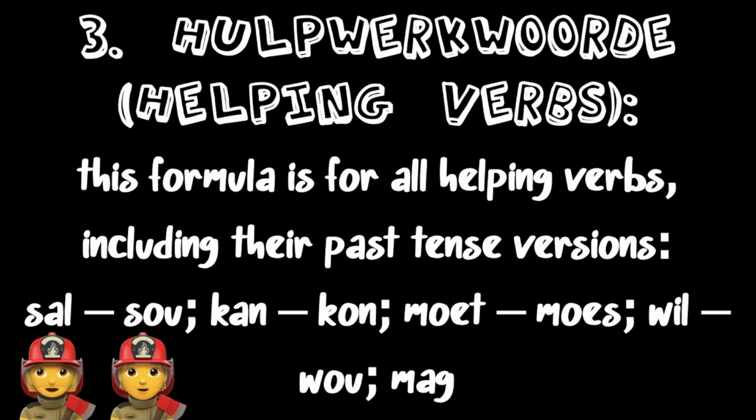So sal and sou means will and would. Okay, I'm just going to say the past tense the whole time. Kan means you can do something. Moet means you must do something. Wil means you want to do something. And mag means you may do something. I know some people say the past tense version of mag is mog, but I've never used it as an Afrikaans person. I think it's pretty outdated, so that's why I didn't add the past tense in there.